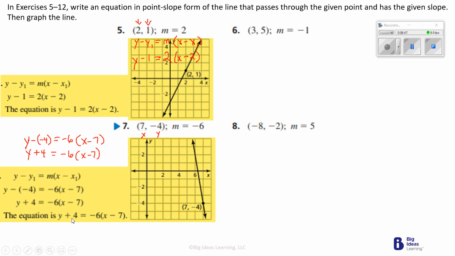So there's my formula, y plus 4 equals negative 6 times x minus 7, right? I simply go to my 7 and negative 4 on my graph, and then I would go down 6 and over 1, or up 6 and back 1, right? 1, 2, 3, 4, 5, 6, and back 1. All right? Number 8 is for you to do. I'm moving on.